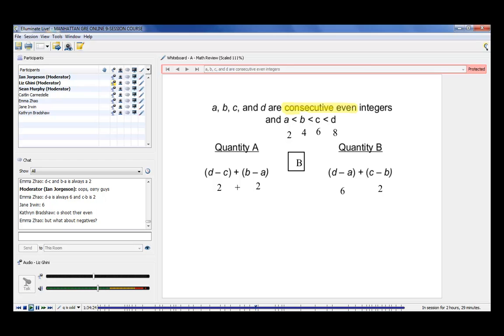What if they were negative? Okay, Emma, think about it. Even if they were negative, say you had negative 8, negative 6, negative 4, and negative 2, D minus C is still going to be positive 2, right? Just test it out. Negative 2 minus negative 4.